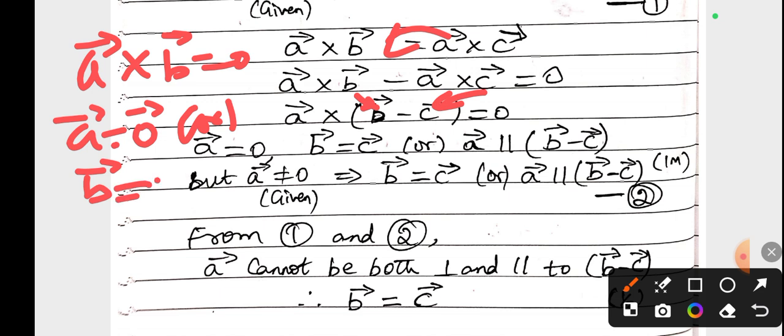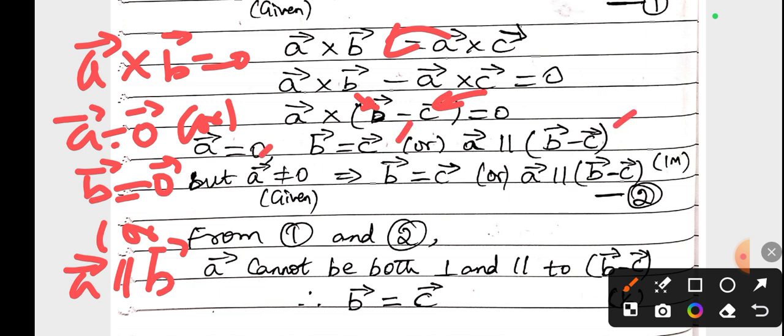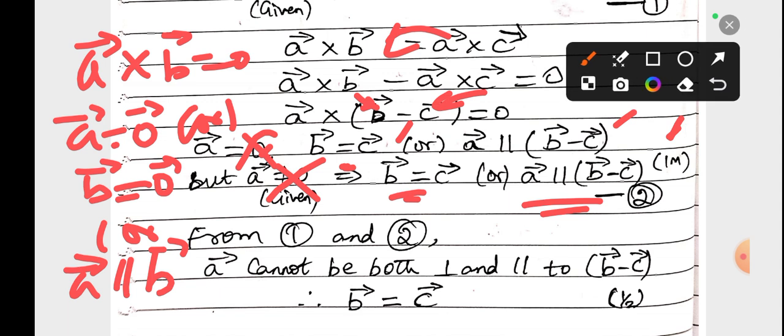Children, the parallel condition I hope you know. So A vector parallel to B vector. In that way, A is 0, B vector equal to C vector, or parallel. So A not equal to 0 again from the given, so A cannot be equal to 0. This is not applicable. So B vector equal to C vector, or A vector parallel to B minus C. For writing this, 1 mark. See children, then what are we going to do now?